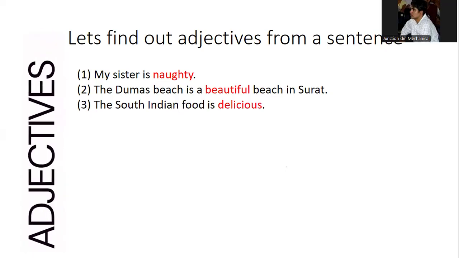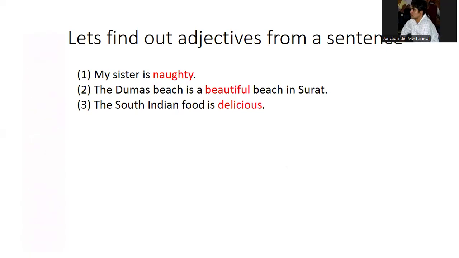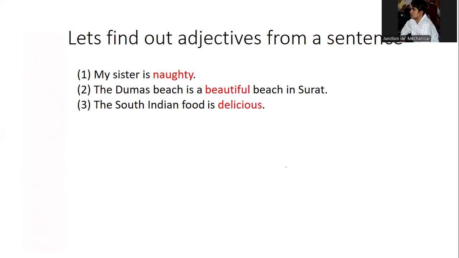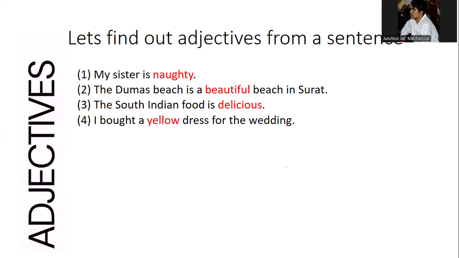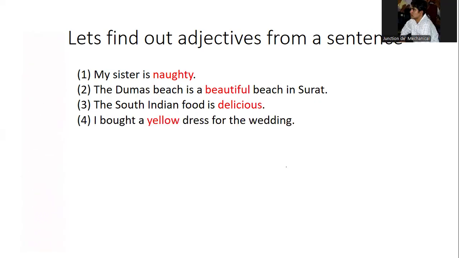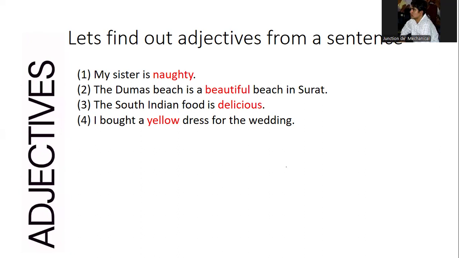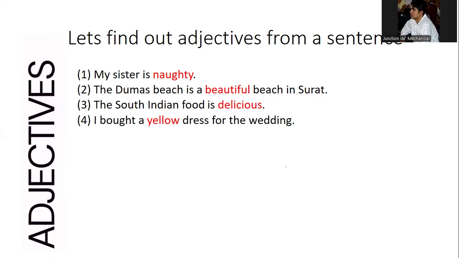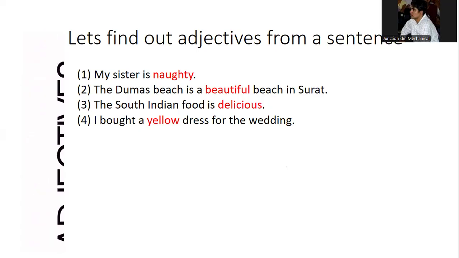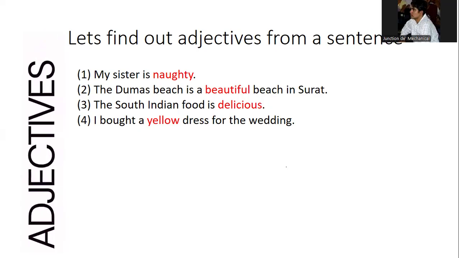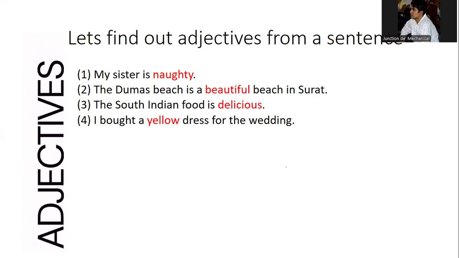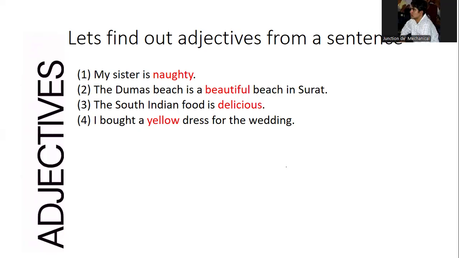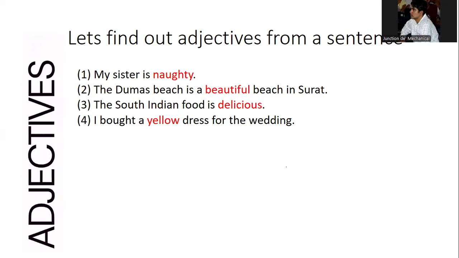It describes the food, right? Food is a noun. So, delicious is an adjective. So, adjectives describe nouns. I bought a yellow dress for the wedding. Now, if I had written, I bought a dress for a wedding, then obviously the only thing I would be knowing is that there is some dress which I'm going to wear. But if I've described here that it is going to be a yellow dress, then I'm adding more detail to the noun. I'm giving more description.